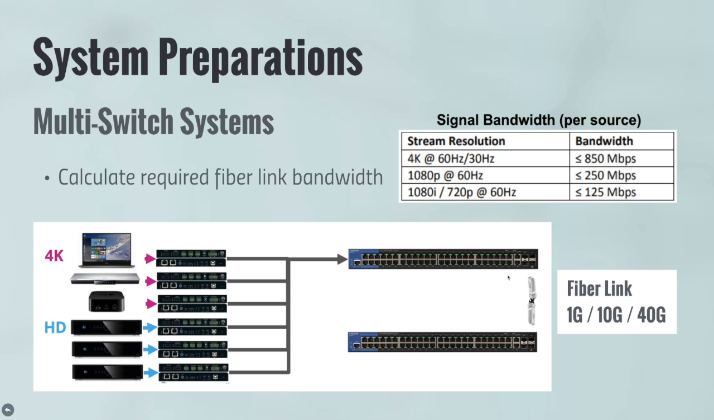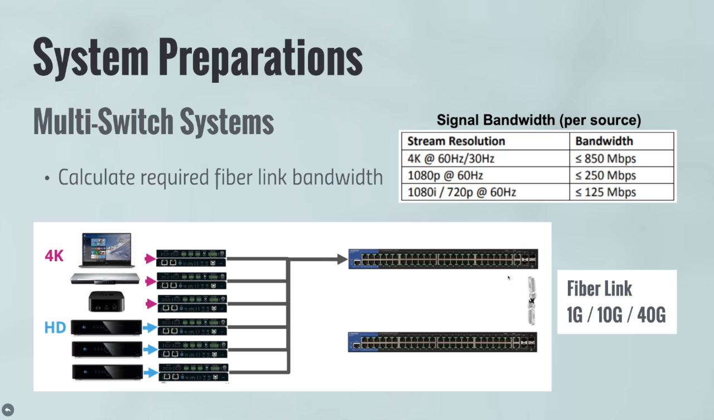Now, how do you calculate the required bandwidth for that fiber, especially for your 822, 922, 1022 systems? Well, remember that each 4K source is outputting at approximately 850 to 900 megabits per second. We call it 900 because we're rounding up, but it's really 850. 1080p is 250 megabits per second, and 1080i and 720p are 125 megabits per second.